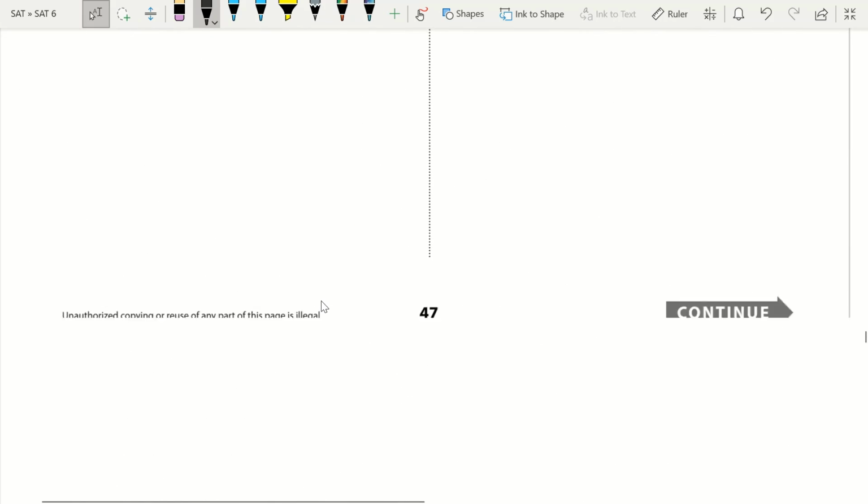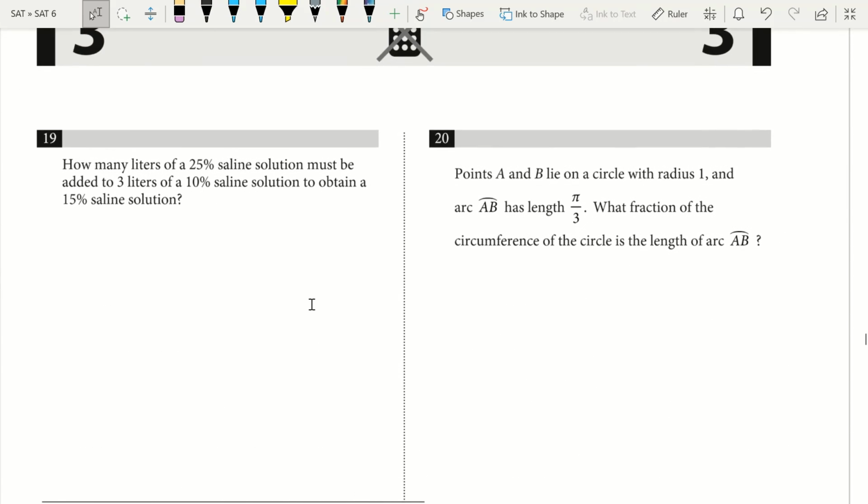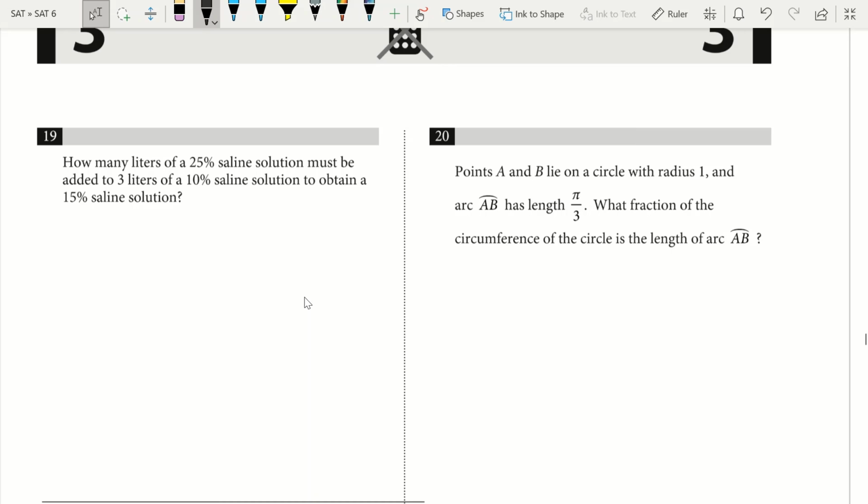Question 19. How many liters of a 25% saline solution must be added to 3 liters of a 10% saline solution to obtain a 15% saline solution?